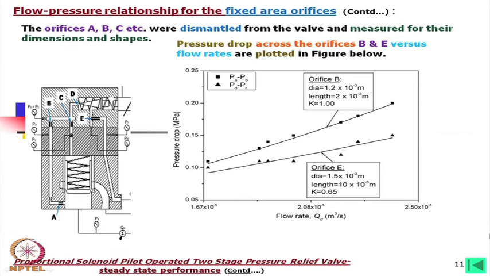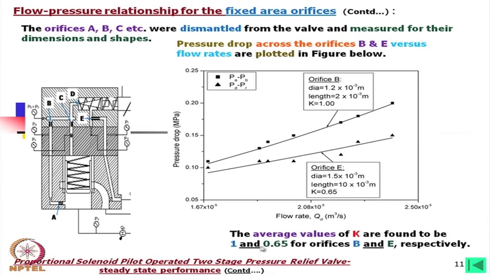Now, once the K is found out, then this equation can be used. And using this K and that formula, these are experimental data. You can see this line was coming like this. If you plot that formula that we used, then the line will be like this. Now, next, here I have written the values of K.